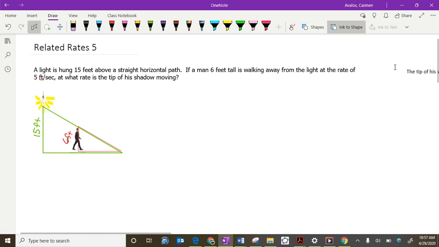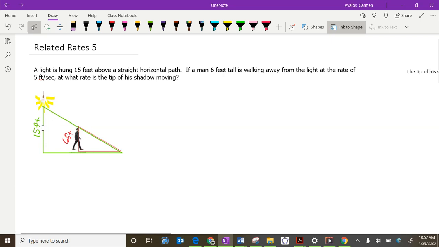So rate means it's a derivative. We need to figure out which one it belongs to. And at what rate is the tip of the shadow moving? Here, this is the tip of the shadow right there. So we want to know at what rate it's moving. Let's fill out some information.